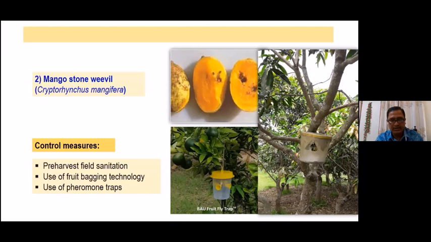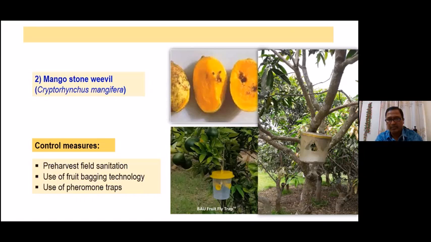It is not exactly a post-harvest pest, but it infects the fruits earlier, before harvesting. If we can control them in the field, that will save the fruit. Therefore, I am showing here that this stone weevil can be controlled in various ways. Field sanitation could be one way. Another way is bagging technology, and application of pheromone traps. All those things can help to eliminate the stone weevil of mango, and they will save the mango from this pest attack.